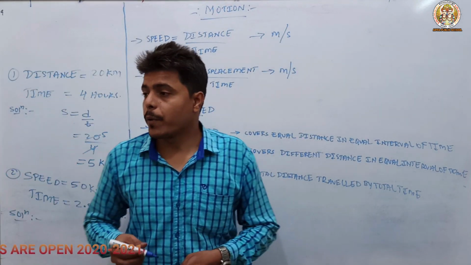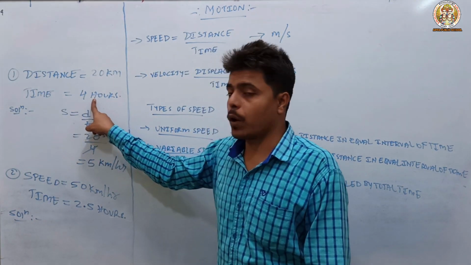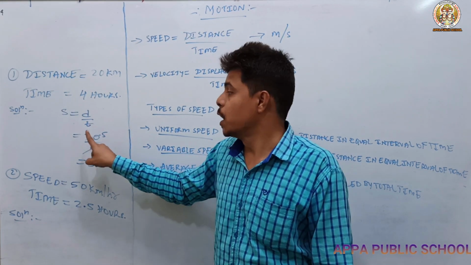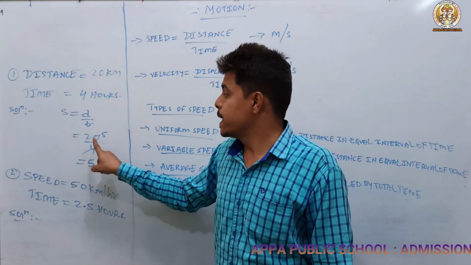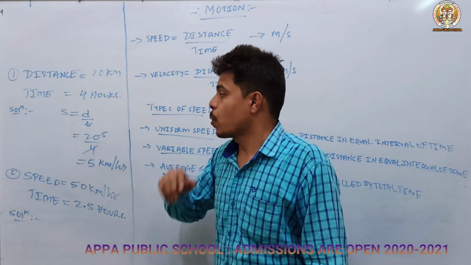So what have we done here? We have got the distance 20 km and time 4 hours. We know the formula, speed is equal to distance traveled by time taken. So 20 divided by 4 is 5 km per hour. We got the answer for this question.